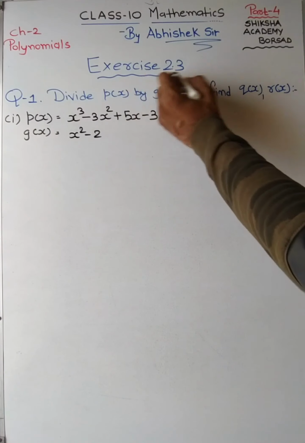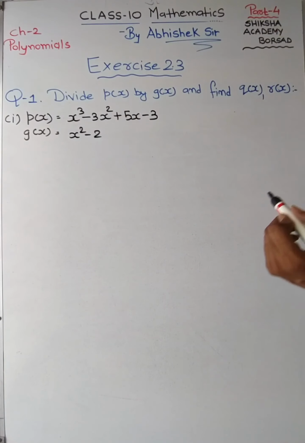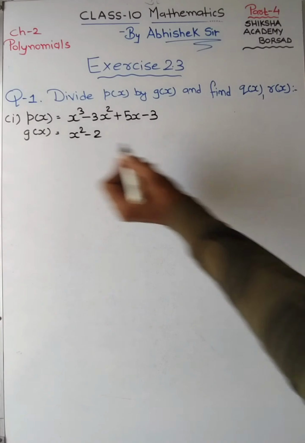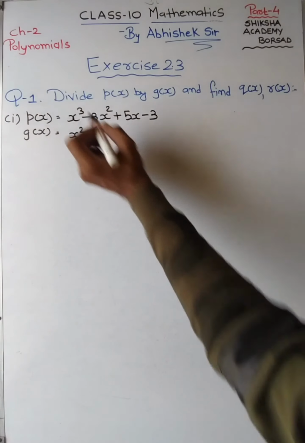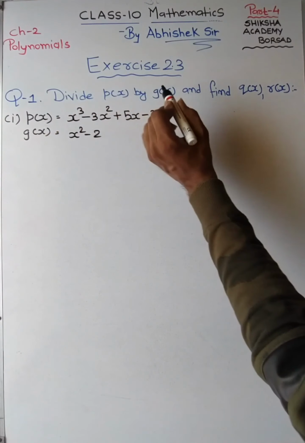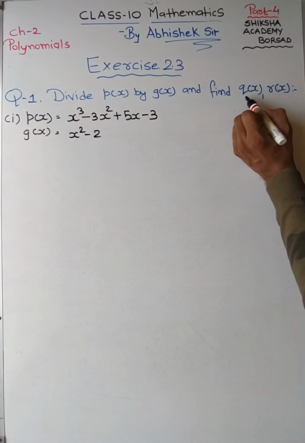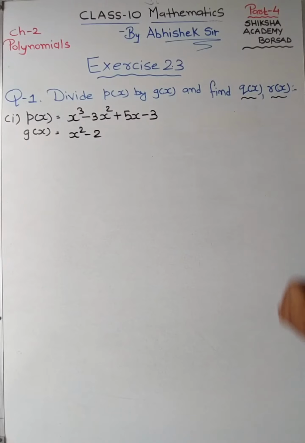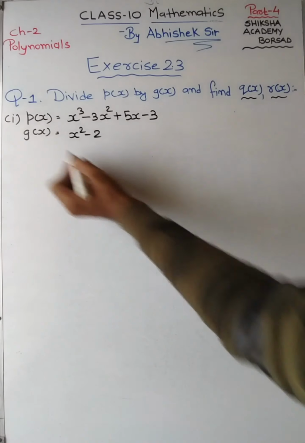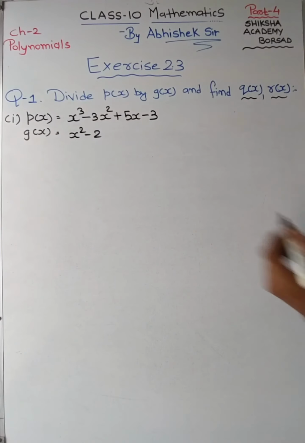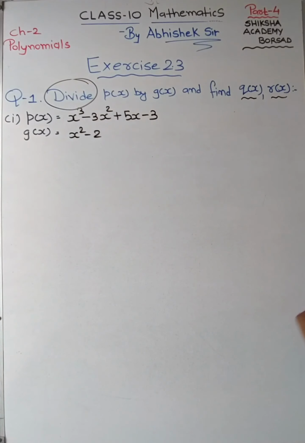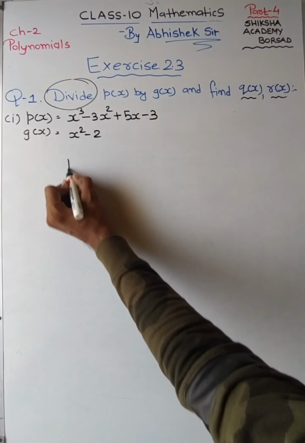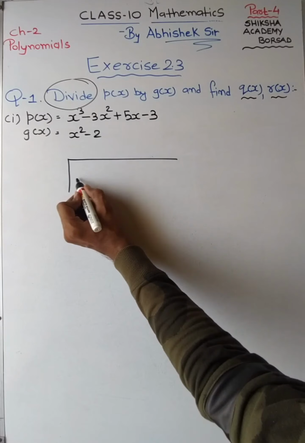So let us start with exercise 2.3. In exercise 2.3, we have many questions, out of which let us start with question number 1. Question number 1 is divide p of x by g of x and find quotient and remainder. In this question they have given p of x and g of x and we have to do nothing but divide, right? So let us start the division process.